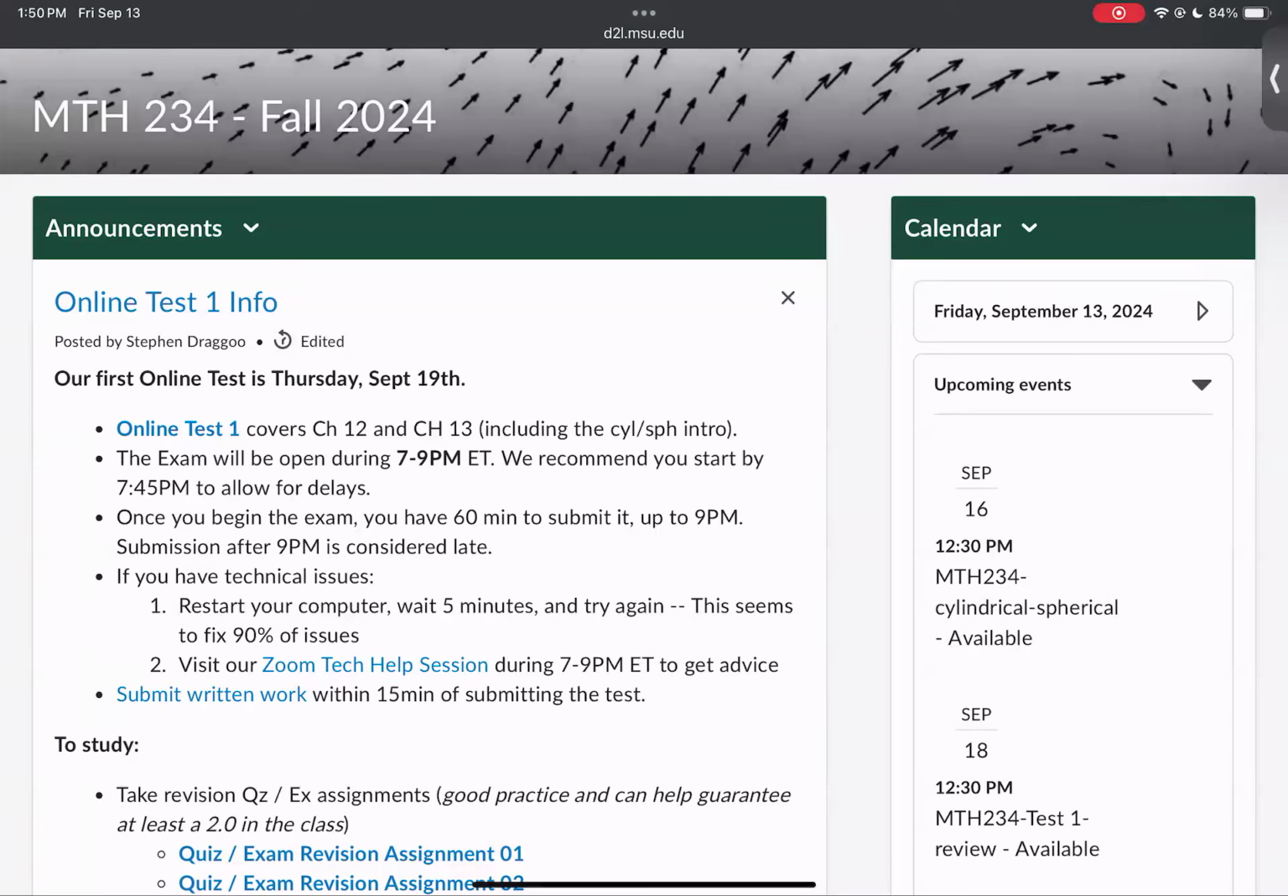Otherwise, it's going to be quite similar in style to the quizzes. There's going to be some standard response style questions, some multiple choice, some true/false, that sort of stuff. So it should be quite similar to the style and everything of the quizzes.